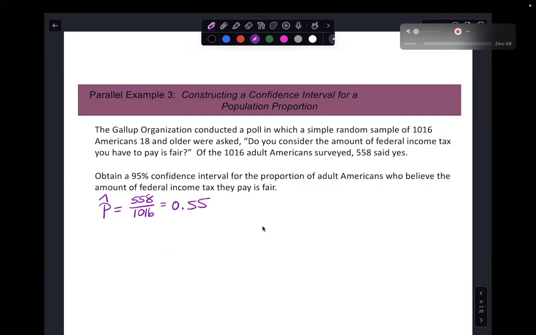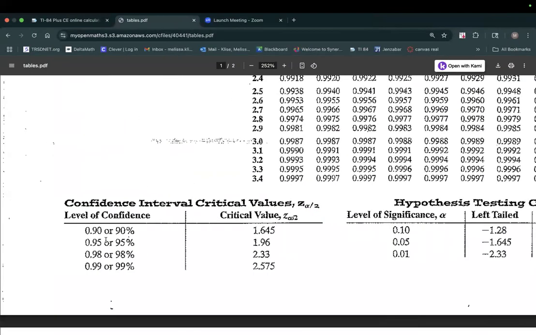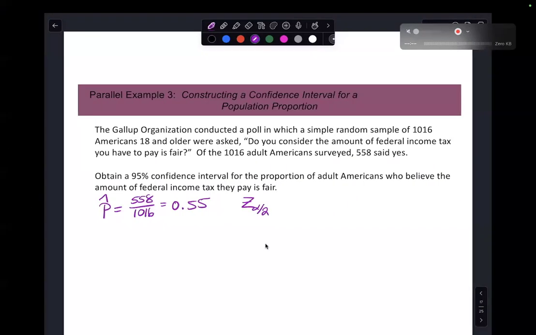The next thing I want to get, let's get my critical value. The reason it's alpha divided by 2 is because we're looking at the center. And when we're dealing with the center, it's half of what's left is in each tail. That's why it's alpha divided by 2. So we're looking at a 95% confidence interval. So I'm going to jump back to my Z table. 95% confidence interval gives me 1.96 as my critical value. So that's my Z sub alpha divided by 2.